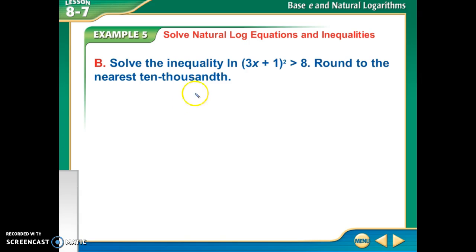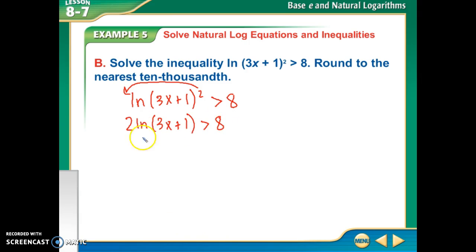All right, then I want to solve the inequality. And this goes back to the same property of logs. Eventually I'm going to be able to take this and write a separate equation without the natural log. But first, I want to do something about this exponent. It's kind of going to be in the way. So I know that I can take and put it out front. And then I can divide 8 by 2 nicely, so I'm going to go ahead and just move it over.